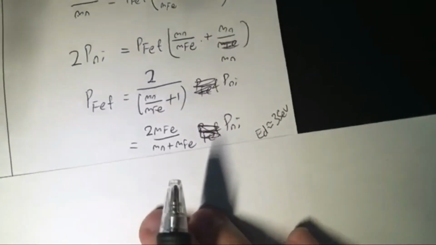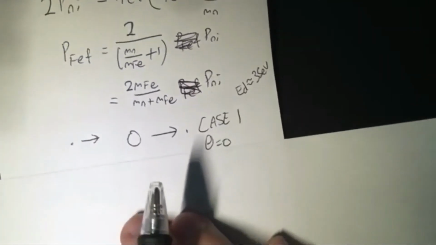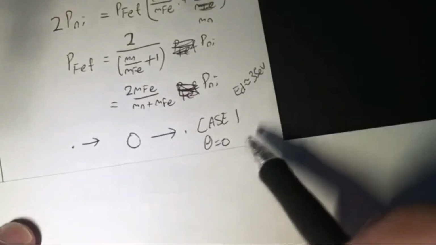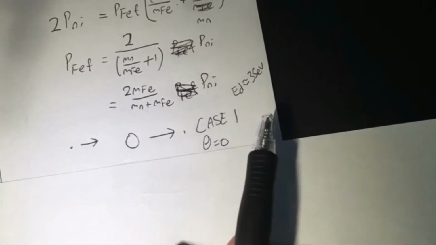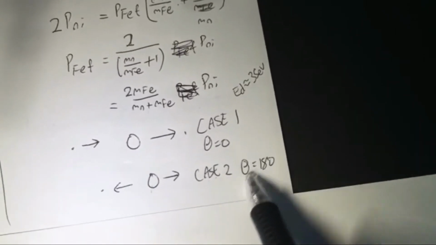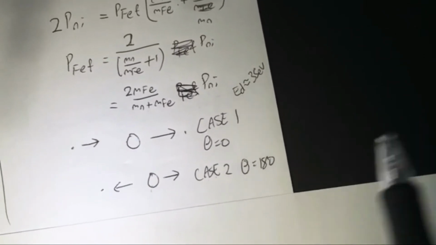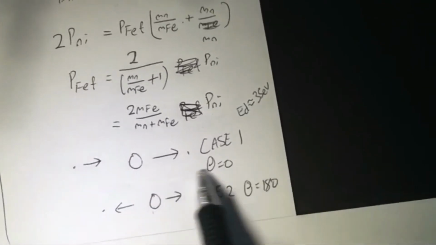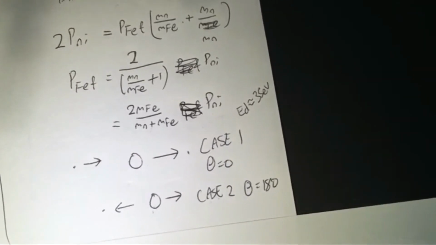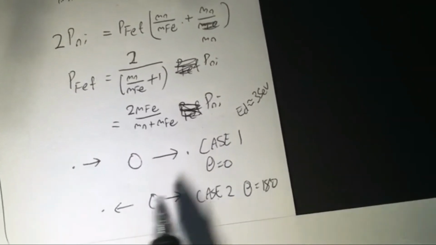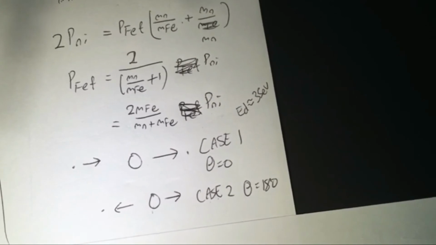So just to recap, the first case is where theta equals 0, and the second case is where theta equals 180 degrees. And we are calculating for this second case. The first case is where the neutron is not deflected. The second case is where the neutron is deflected backwards.